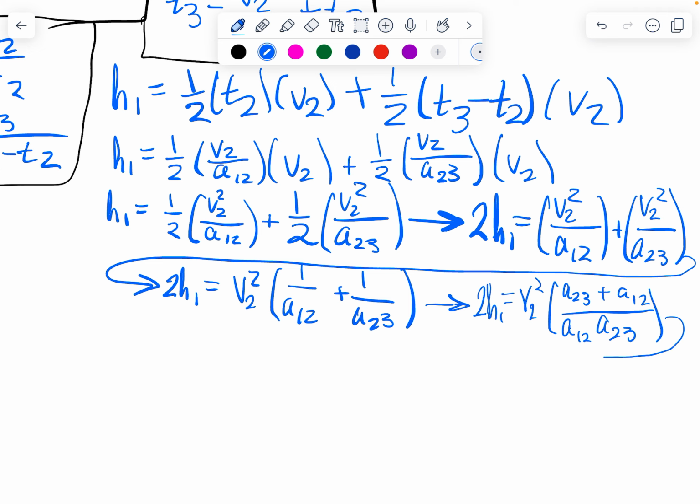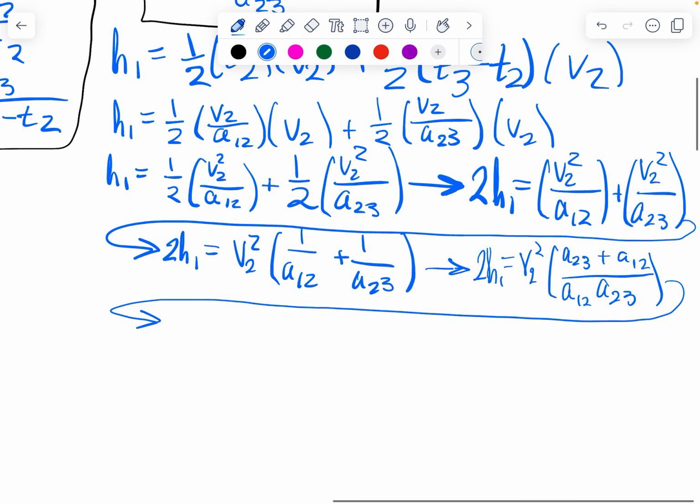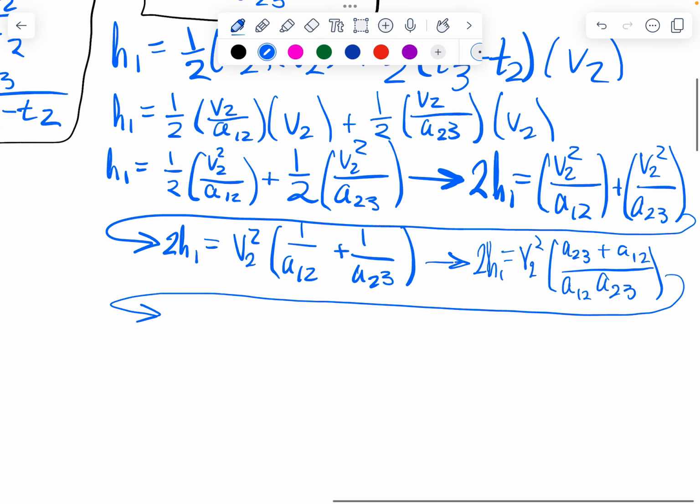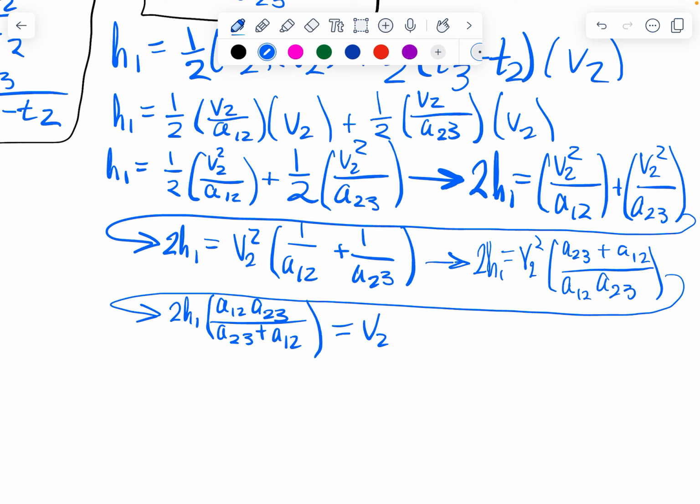Cool. Now what? Well, we're going to multiply by the reciprocal of that. So what would that be? We multiply by the reciprocal because we have to divide the fraction out, which is the same as multiplying by the reciprocal, to isolate V2 squared. So that's going to become 2H1 times A12, A23 over A23 plus A12, right? And that equals V2 squared.